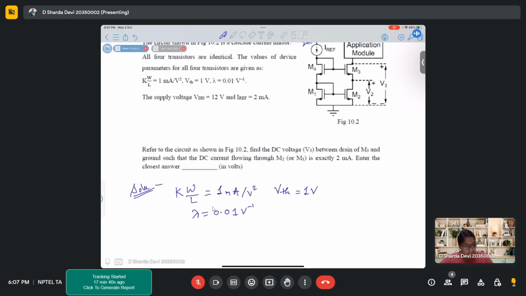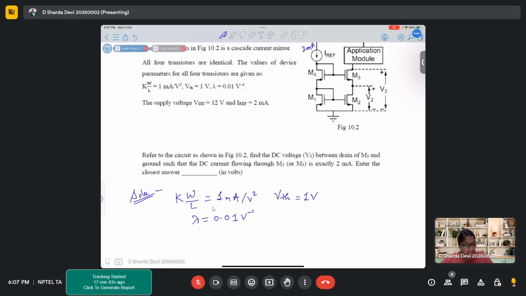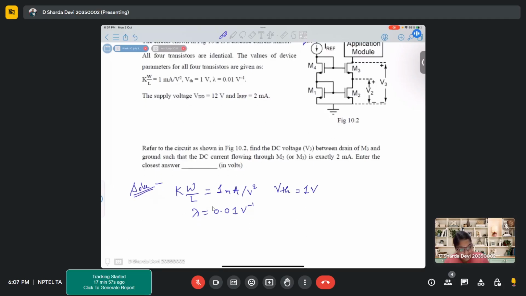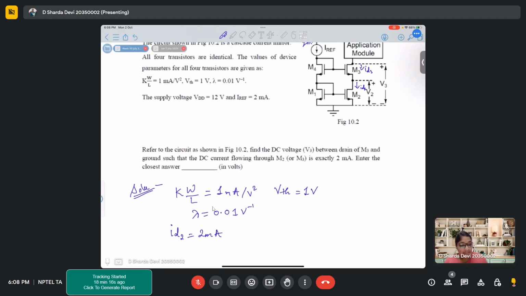Now, find the DC voltage V3, that is the drain to ground voltage for the MOSFET 3, such that the current flowing through M2 or M3 is exactly 2 milliamperes. So it is given that ID3, ID2, that ID2 is 2 milliamperes. The transistors are matched and they're also in saturation.